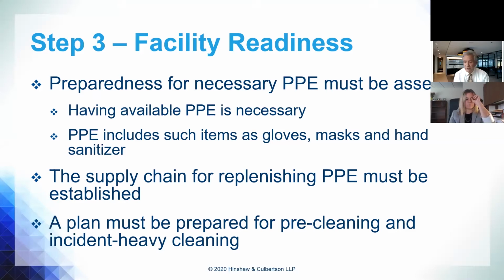Supply chain is critical. You're going to see in a later slide that you need to have backup, and you need to have alternative suppliers put in place. A plan must be prepared for pre-cleaning and post-incident heavy cleaning if necessary. You need to know the cost, and you need to know the cleaners and their availability. And keep in mind, your lessor may limit the cleaners that could be utilized by you. Your lessor may dictate the cleaners that will be used. Next slide, please.